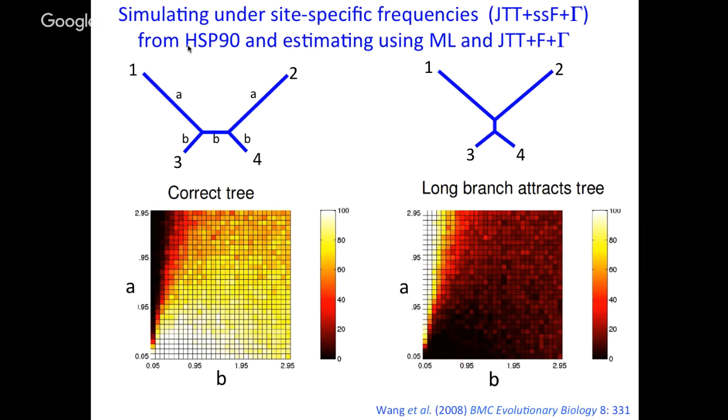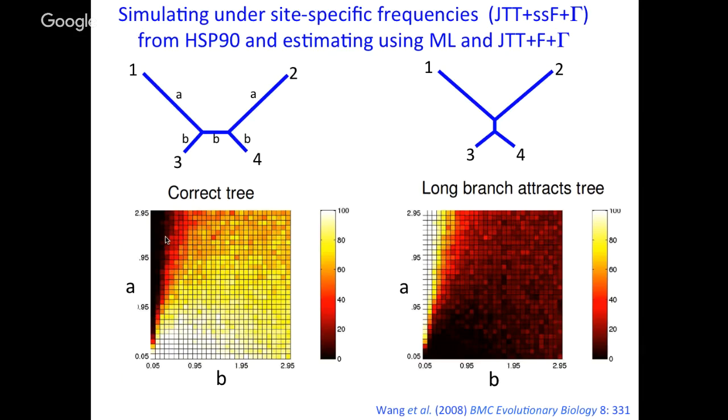And then what we did was we asked how often, under different settings of A and B branch lengths, could we get the right tree. And so shown down here is a heat map. As A gets very large and B gets very small, the frequency of getting the right tree in this region of the diagram, each one of these pixels is 100 simulations, and the color is how often we got it right. If we got it right, it should be white. If we got it wrong, it's black.